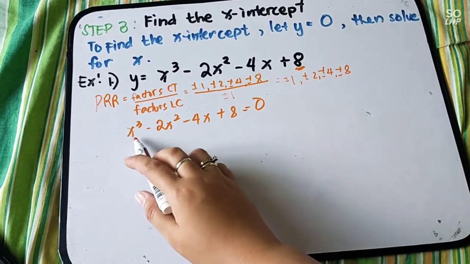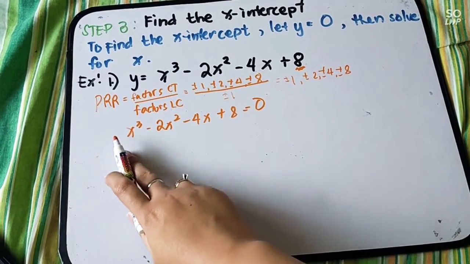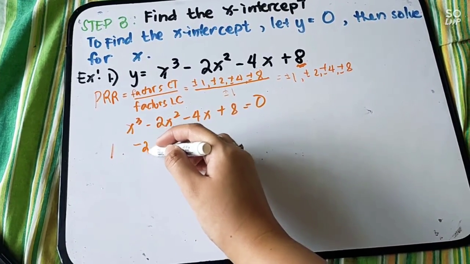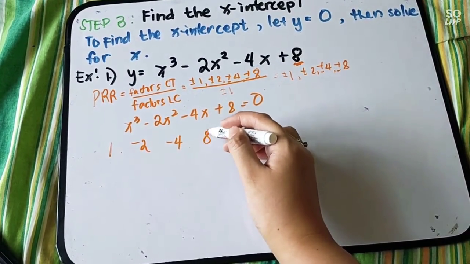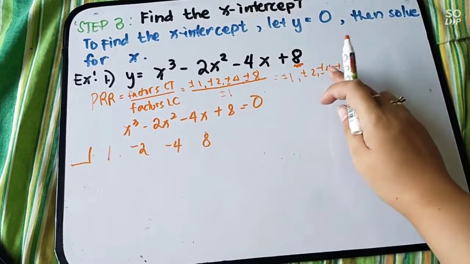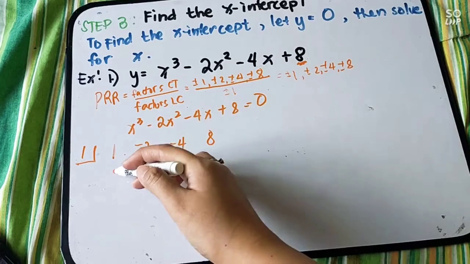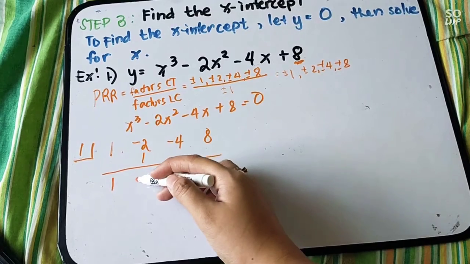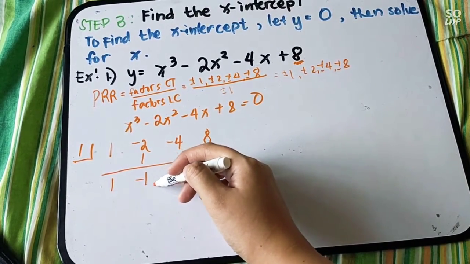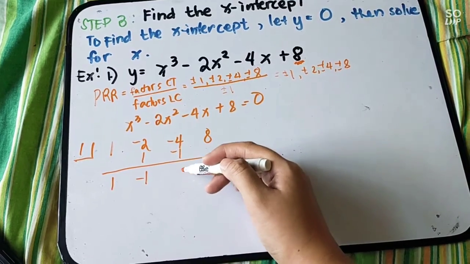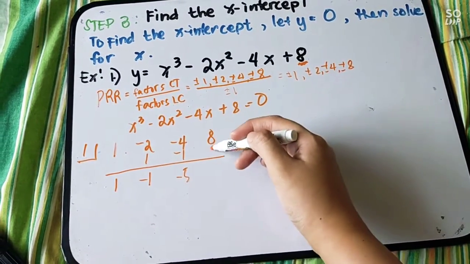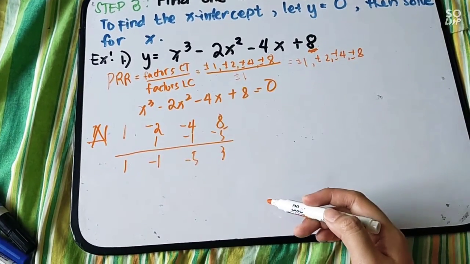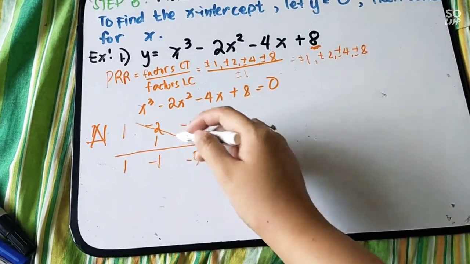Okay? So, we have here the coefficients: 1, negative 2, negative 4, and positive 8. Then, let us use 1 first. Let's see if it will be a factor. So, bring down 1, 1 times 1, we have here 1. Then, this one is negative 1. Add, negative 1. Negative 1 times 1, that is negative 1. Add, we have negative 5. Then, this one is negative 5. As you can see, it is not equal to 0. So, our 1 is wrong.